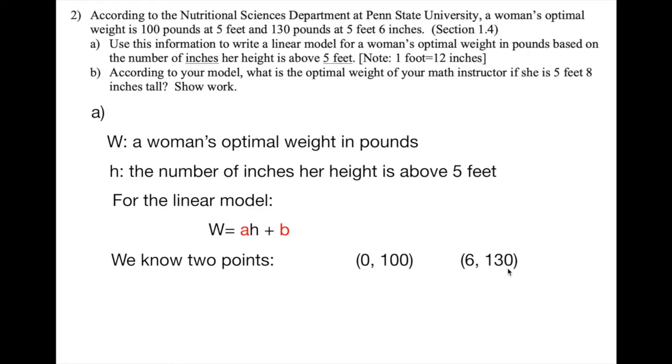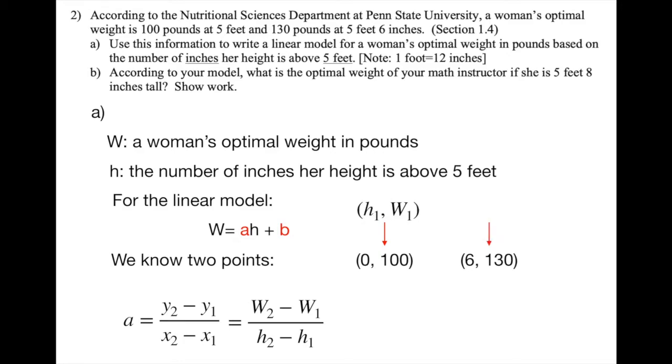The second one is 130. Based on that, we want to calculate your A slope. In this case, it's W2 minus W1 over H2 minus H1. That's the first point, and this is the second point. Then we plug in W2, W1, H2 and H1. So it's 130 minus 100 over 6 minus 0. The calculator will tell you that equals 5. So that's for A.